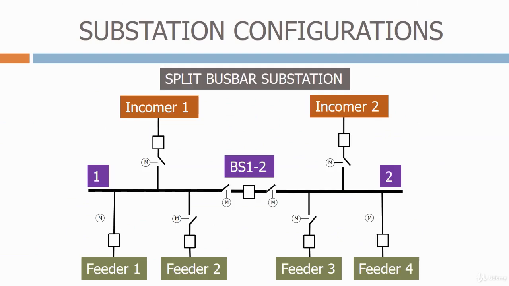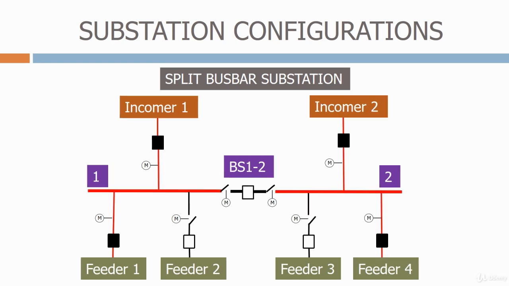One solution to this is a split busbar substation. To give us more security, we add another incomer as an alternative source of supply. We also add a bus section circuit breaker, so that if one busbar is out of service, we can still supply some of the feeders. Let's now close the circuit breakers. The normal configuration, when both incomers are available, is for each incomer to feed its own busbar, with the bus section breaker open.